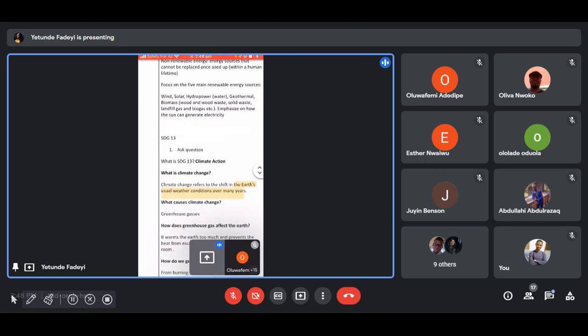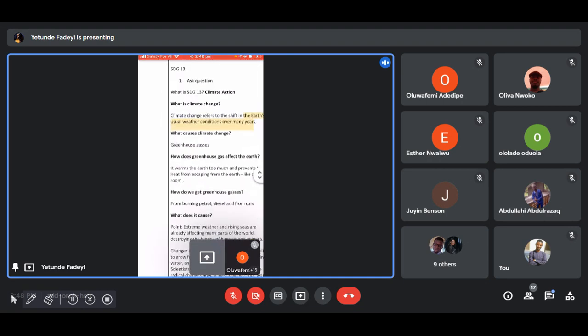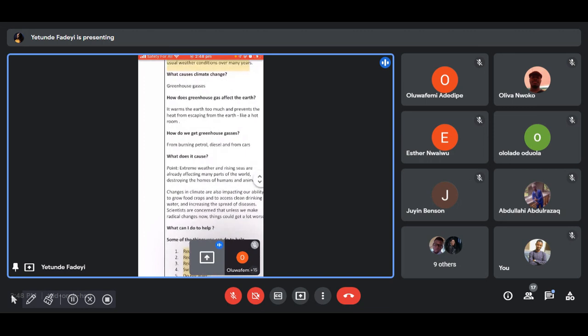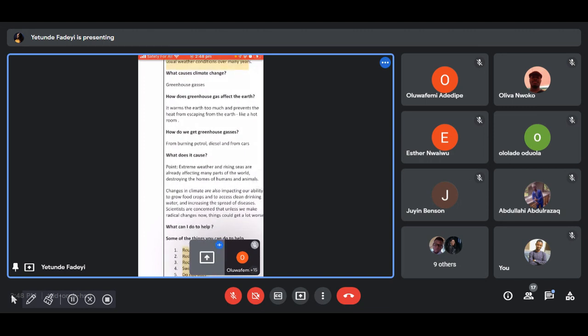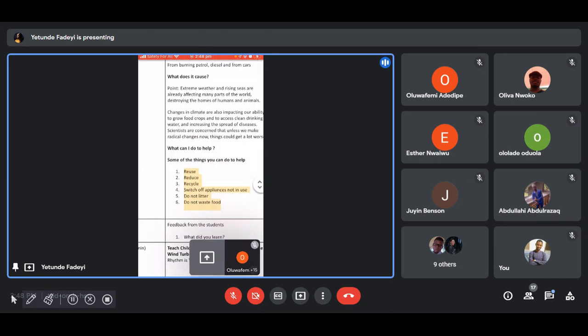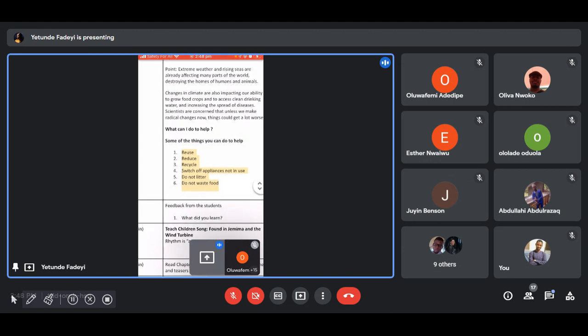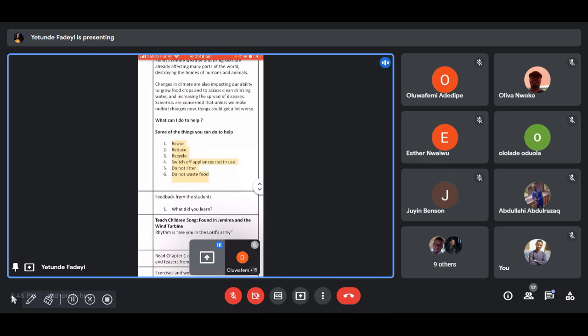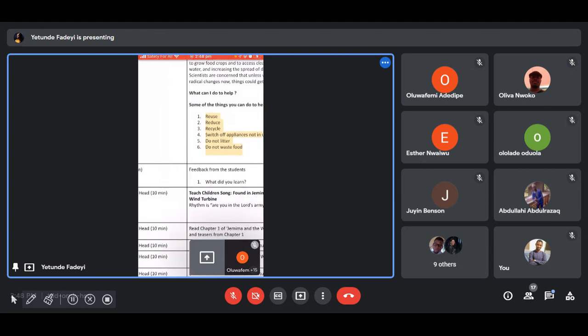So we tackle SDG 13 basically with this approach, and you ask for feedback from the students. What did you learn? What are the things that you can do to help? So on this note, if there is any sort of feedback from us, I'd like to take it before moving on.